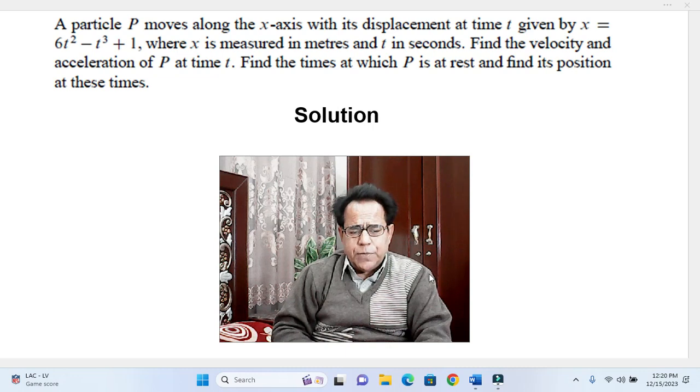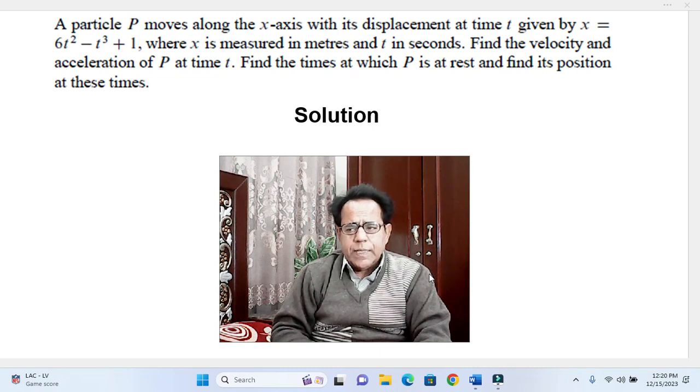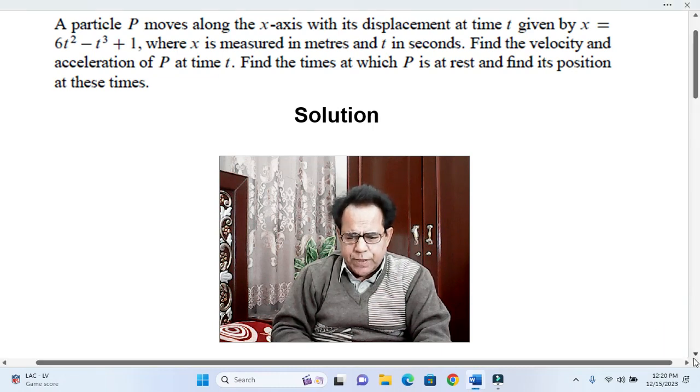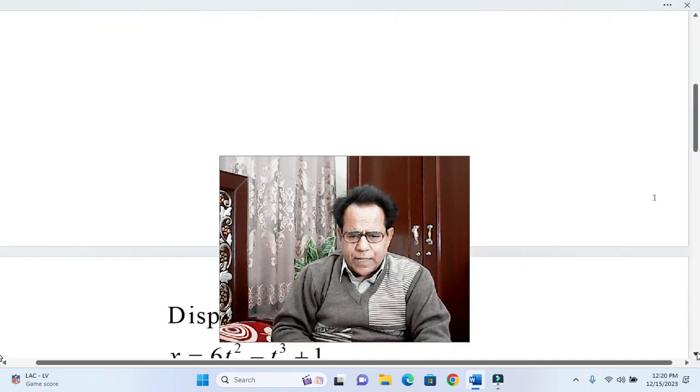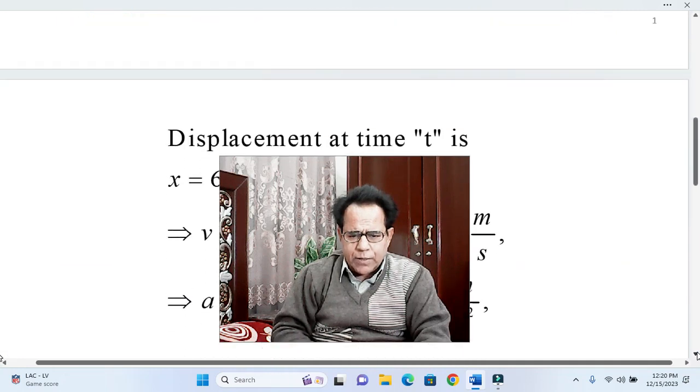In this problem differentiation is the main tool. We know that the first derivative of displacement is velocity and the second derivative is acceleration. So on the basis of this concept we start our problem solution in a regular manner.